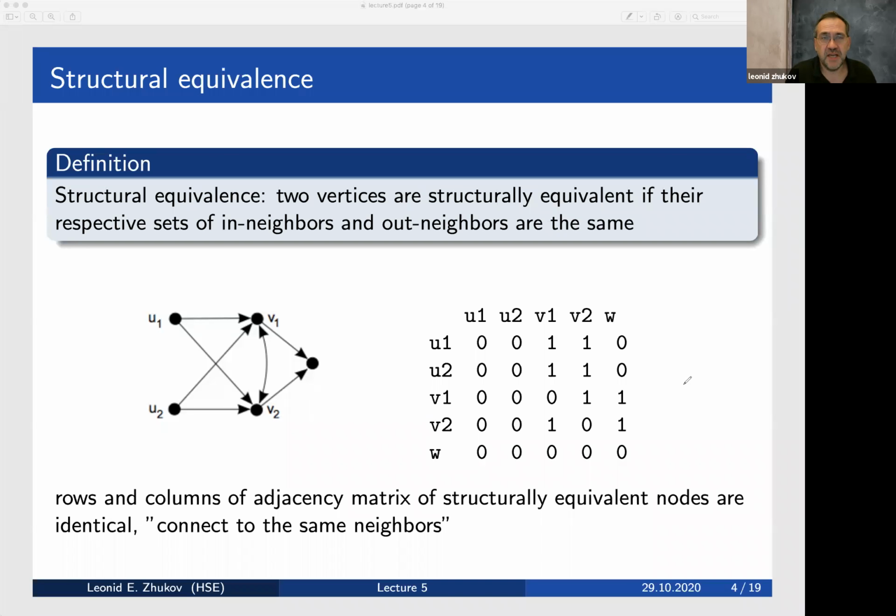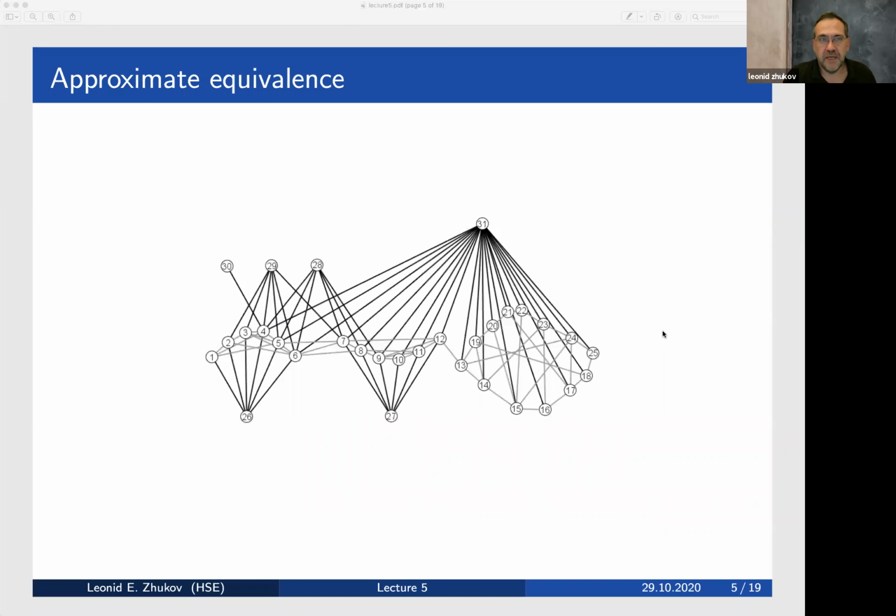You don't always have exactly identical numbers of neighbors. And so you might want to relax this definition a little bit and look not only for structurally equivalent nodes, but for structurally similar nodes. Now, what does that mean? It is really about approximate equivalence.